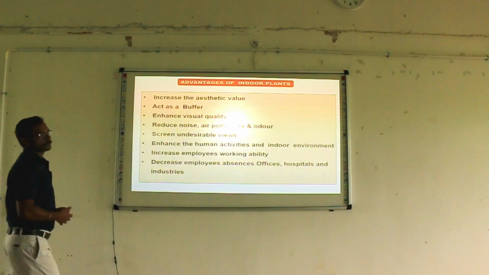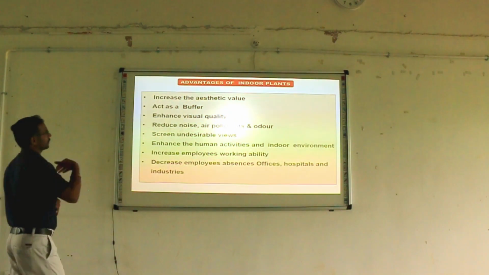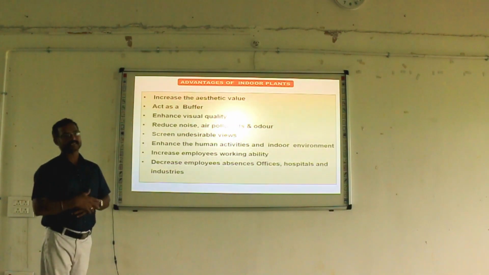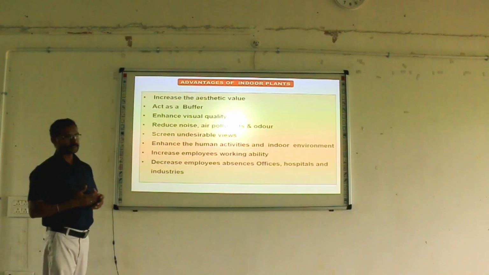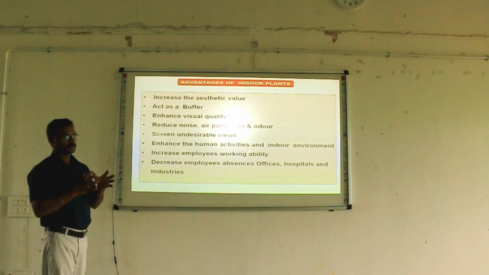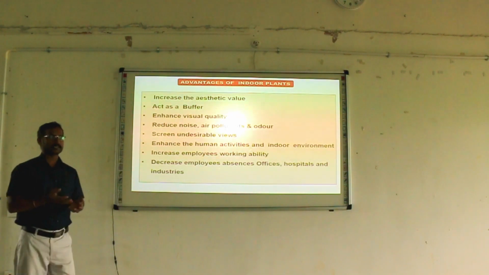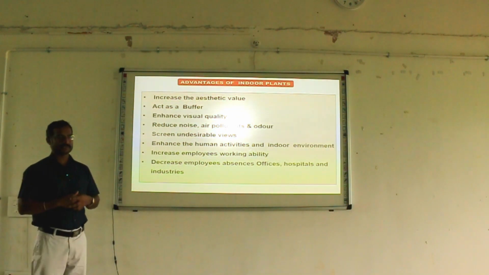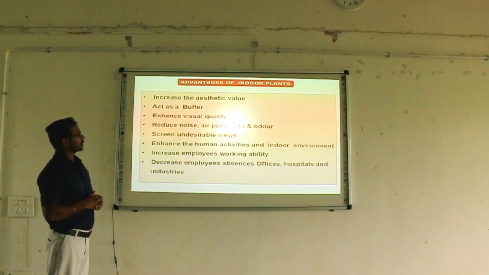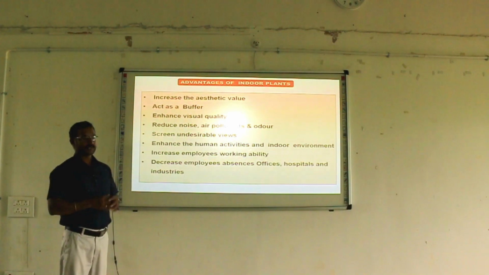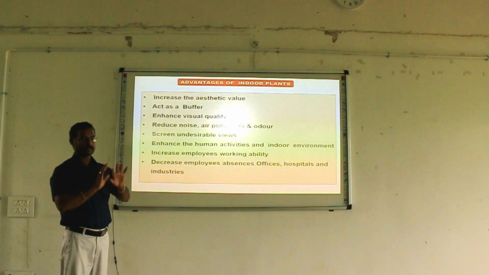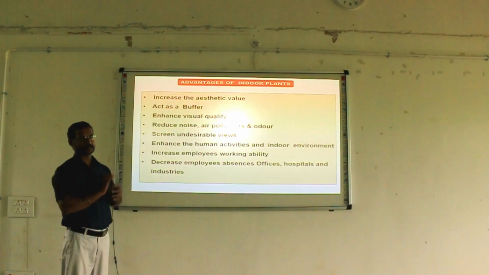Then the advantages of indoor plants. First of all, they increase the aesthetic value inside the room. Then they act as a buffer and enhance visual quality. Once we enter the room and see the plants, it increases our visual quality. Then they reduce noise, air pollutants and odor, and screen undesirable views. Many undesirable things we can hide by using these indoor plants.